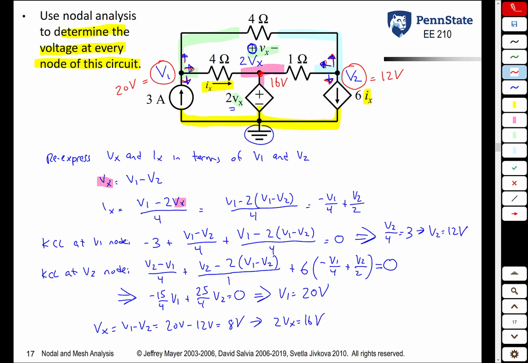So once again, dependent sources add a little wrinkle because we need to take care of these control variables and re-express them in terms of the variables we want to keep. The bottom line is the only variables you want in your final equations for nodal analysis are our node voltage variables, in this example, V1 and V2.